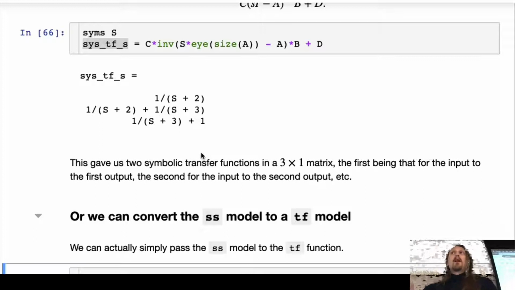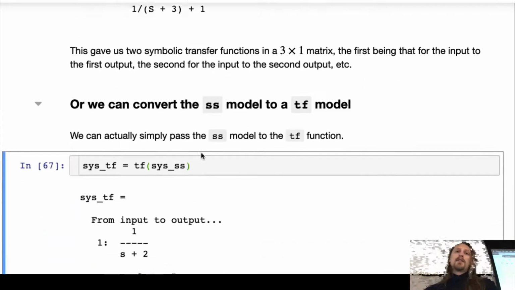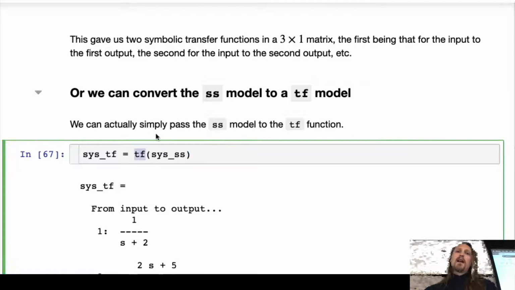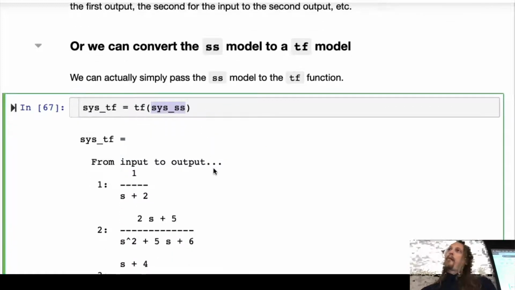Sometimes that's what we want. Sometimes we want that symbolic representation. We might do something with it. But if you want the TF representation that we introduced above, which has a lot of applications we'll look at in just a moment, then you're going to want to go with the second route, to use the TF function from your state space model. So, yeah.